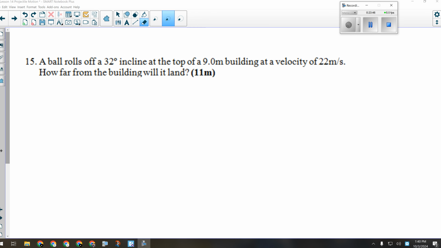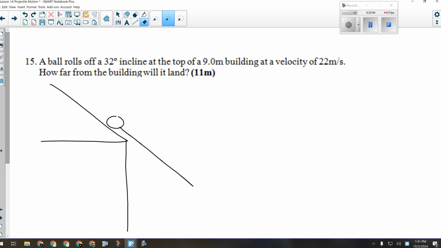All right, so 15 is pretty tricky. There are several things on 15 that can make it difficult. The first thing is that the ball rolls off like this. Now, the decline is here. This angle is 32 degrees because this angle is 32 degrees. Everybody with me there? Similar triangles?